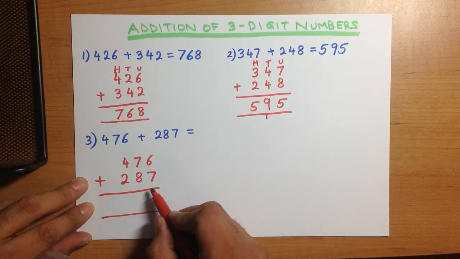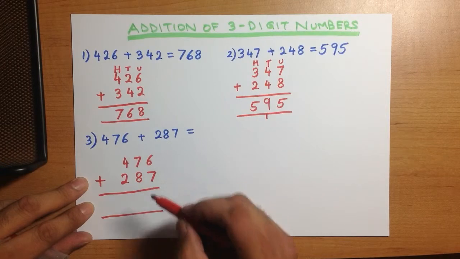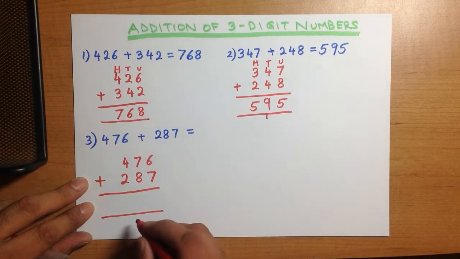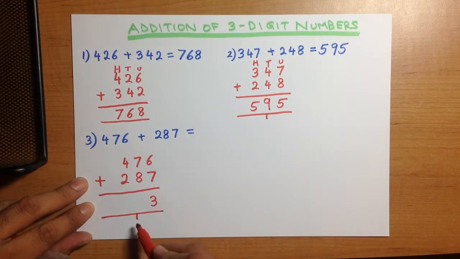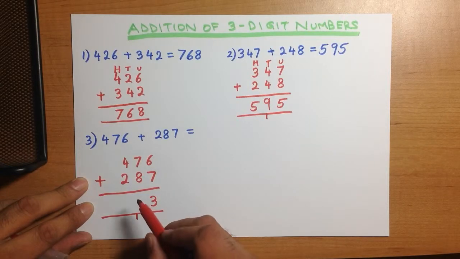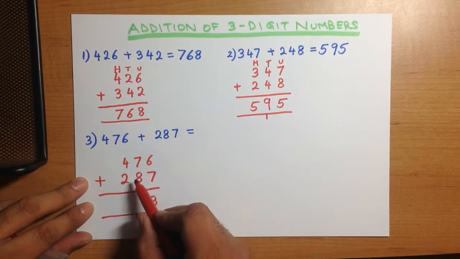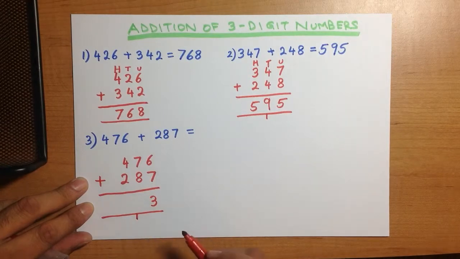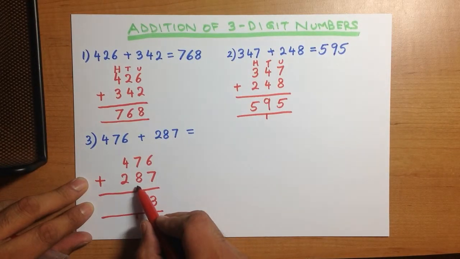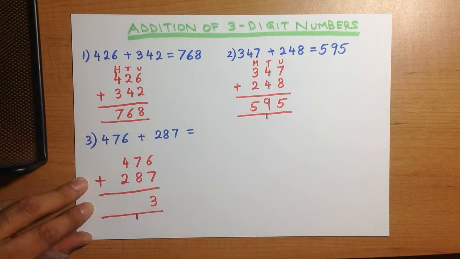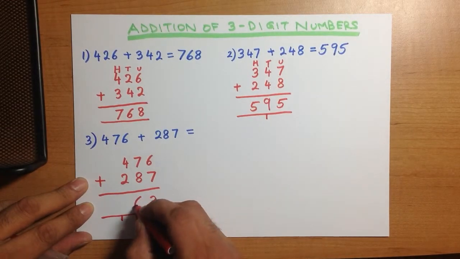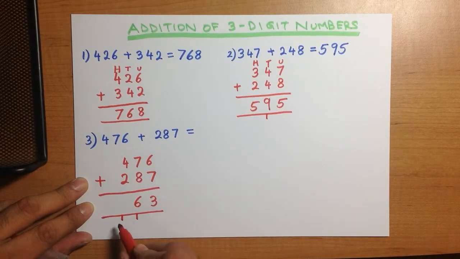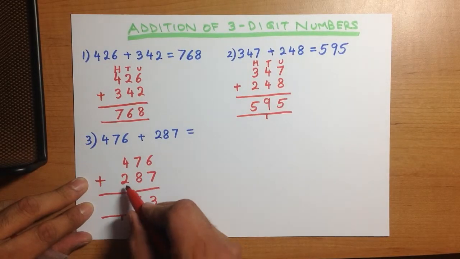So again, we start on the right hand side. What is 6 plus 7? That's right, it's 13. Put 1 here and 3 here. The 1 becomes part of the tens column. Now we add the tens. So what is 7 plus 8 plus the 1? 7 plus 8 is 15, plus the 1 is 16. We put the 1 here and the 6 here. This one is now part of the hundreds column.